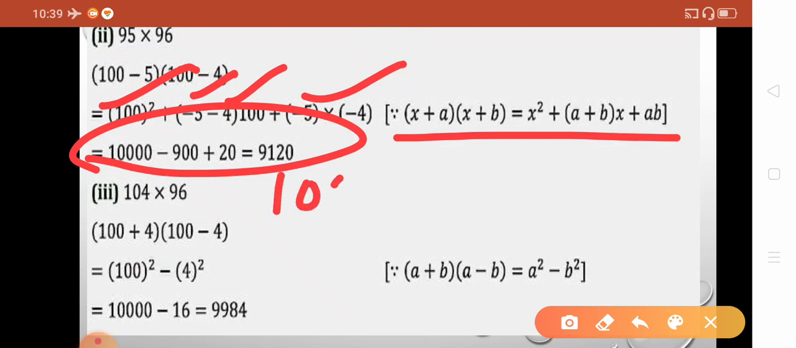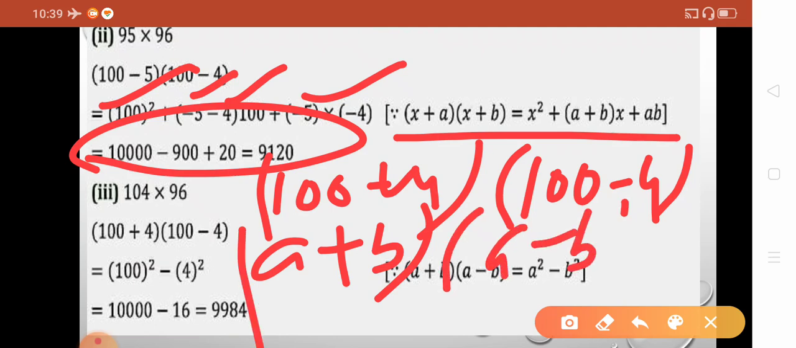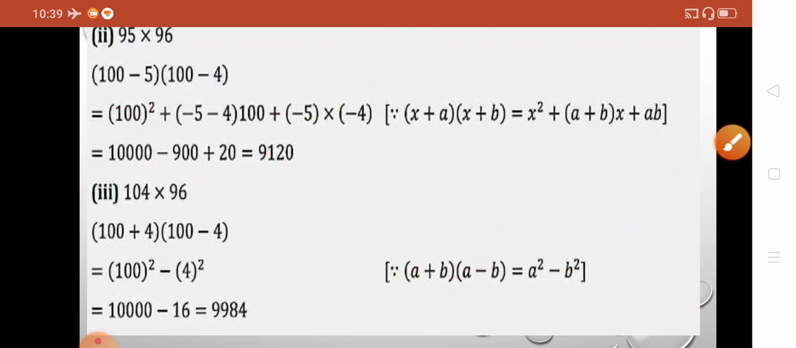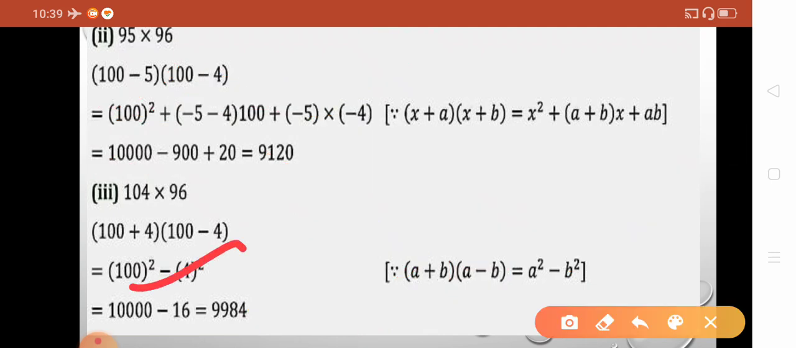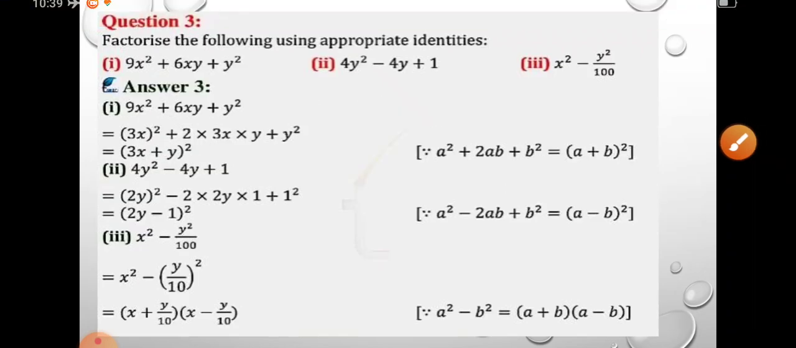104 we can write as 100 plus 4, and 96 we can write as 100 minus 4. This is (a + b)(a - b). So the formula is a² - b². That means 100² - 4². So with 100² - 4², we will get the answer. Let us move to the third one.